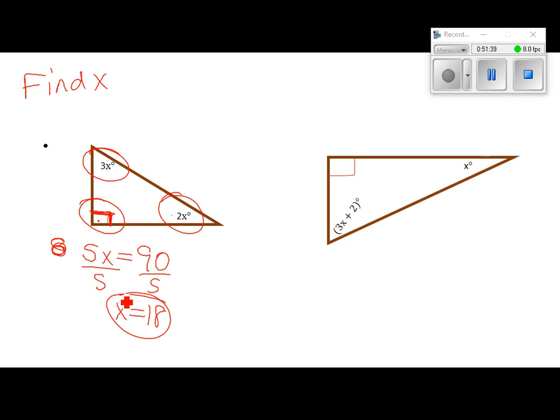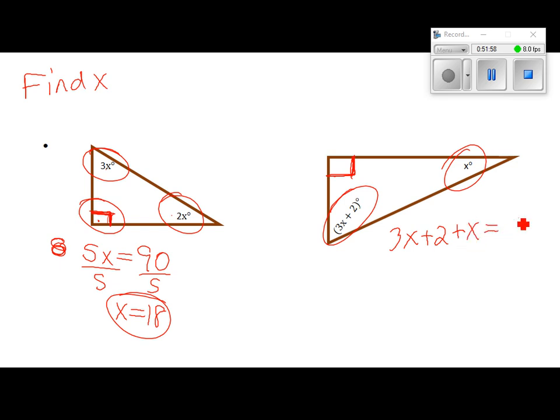Next one, same idea. This is a right angle. This is a right triangle. What do you know about these two angles? They have to add up to equal 90. So 3x plus what? 2 plus x equals 90.